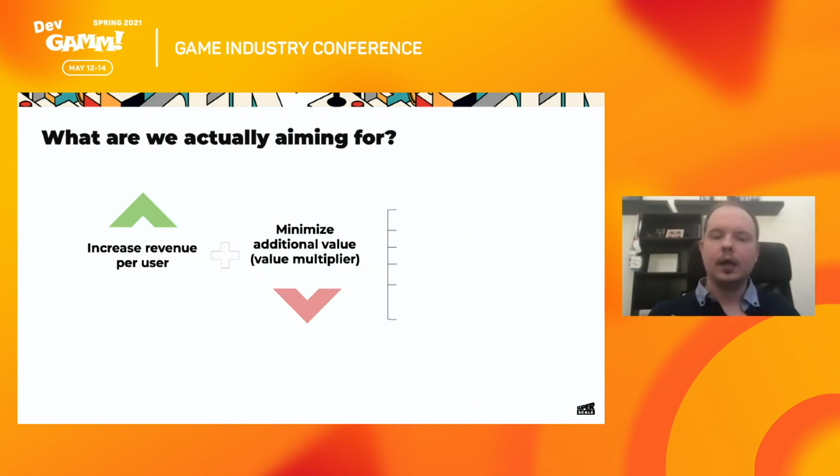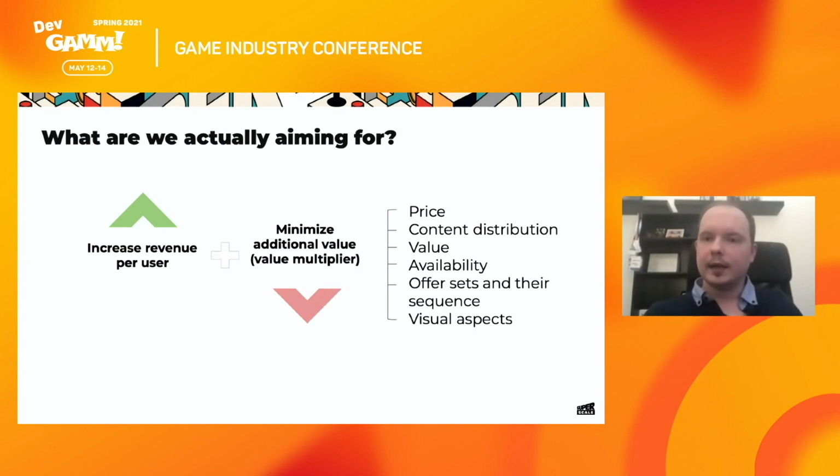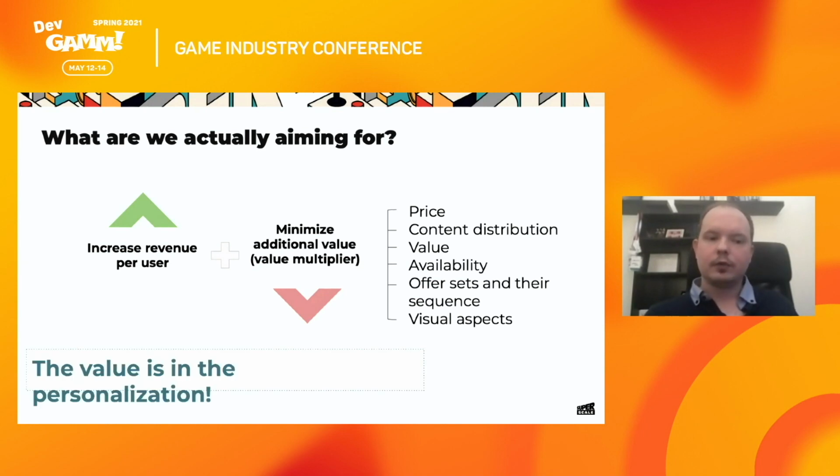The optimization idea is to increase revenue per user, but without increasing the discount, okay? So for that to happen, we need to optimize price point, content, value, availability, and the sequence of offers. So what is the first offer, what is the second offer, what is the third offer in 3 days or in 3 weeks, whatever. And of course the visual, how it looks. We found out that actually visual is very, very important. And the value, of course, is in personalization.